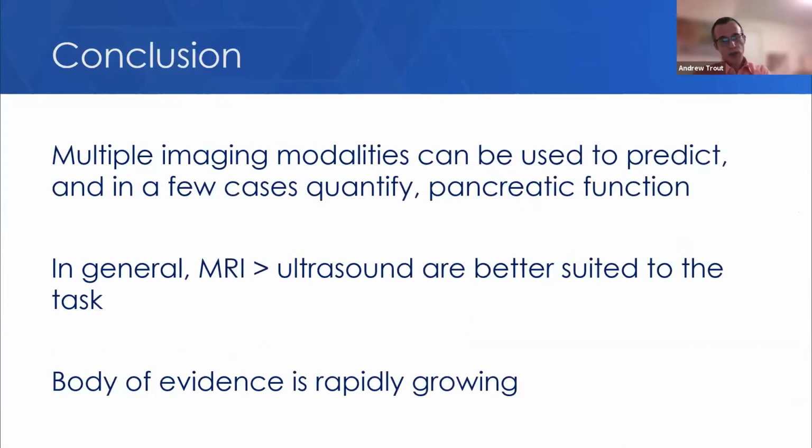So in conclusion, there are multiple imaging modalities out there that we can use to predict or at least postulate about the presence of exocrine or endocrine insufficiency, and in a few cases to truly quantify pancreatic function in the form of secreted fluid volumes. In general, MRI and ultrasound are better suited to the task of predicting or quantifying function, in part due to the increased soft tissue contrast and the multiple types of contrast you can get with MRI, as well as the fact that both of these are radiation-free modalities.